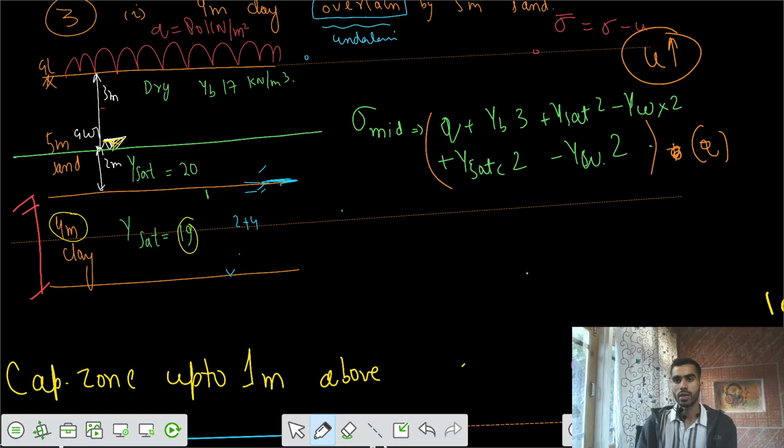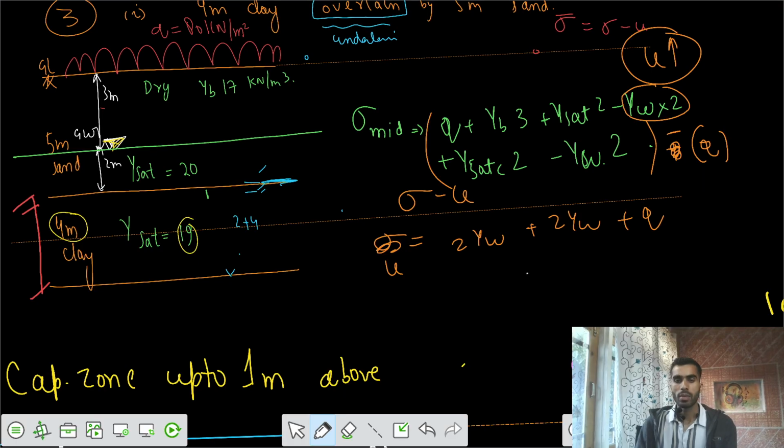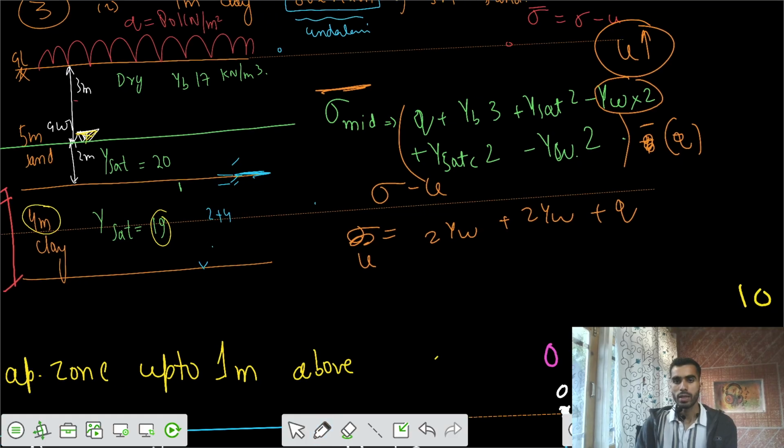But I have to subtract that, because the equation is sigma minus U. So my U value would be 2 gamma W, and one more 2 gamma W, and there is one more value of Q. So finally your effective stress at the midspan would, I think, remain the same. I have to check that for the immediate condition.